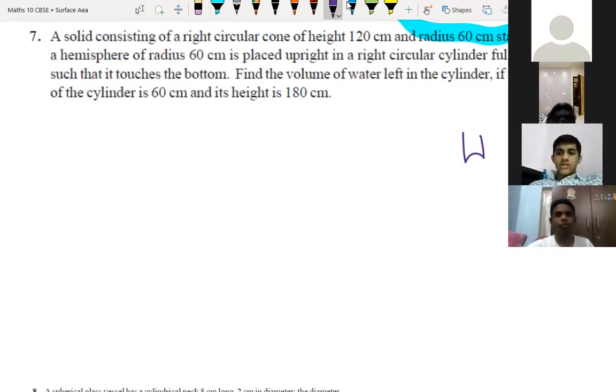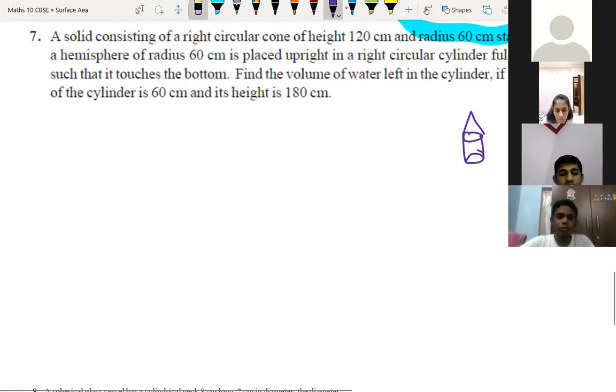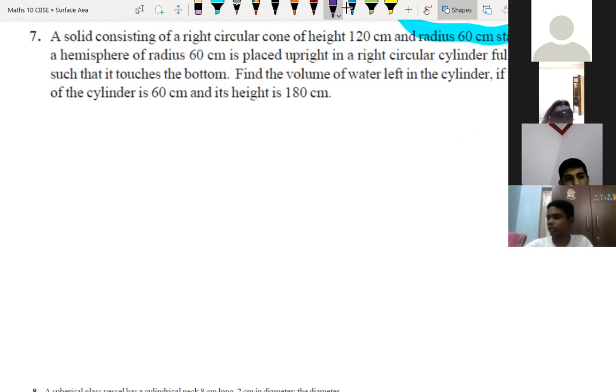Is the cone and cylinder like this? No, sir, it's not like that. The cone is inside the cylinder, sir. Okay, let me check once. I have not read the question properly. Wait, let me understand.